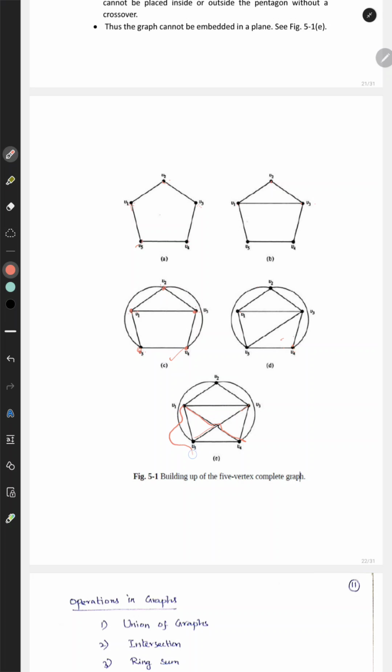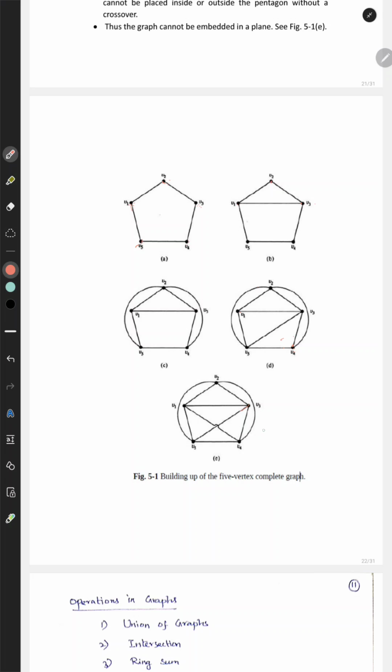Cannot keep it outside also. In any curve you draw, it is going to cross this particular edge. So this particular edge cannot be drawn inside or outside without crossing the edges, which means in any representation you give for the graph, we have shown now that the last edge cannot be drawn without crossing any of the edges, right?